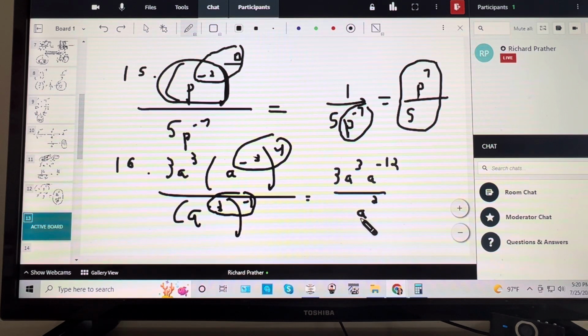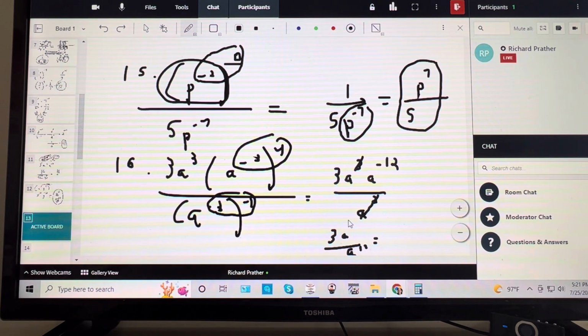Now I got 2 a's in the bottom. I could cancel 2 of these 3 in the top, leaving 1a. And then the 3 would stay in the top. That single a would be in the top because the bigger amount was in the top. And then the a to the negative 12 could drop to the bottom and become a to the positive 12.